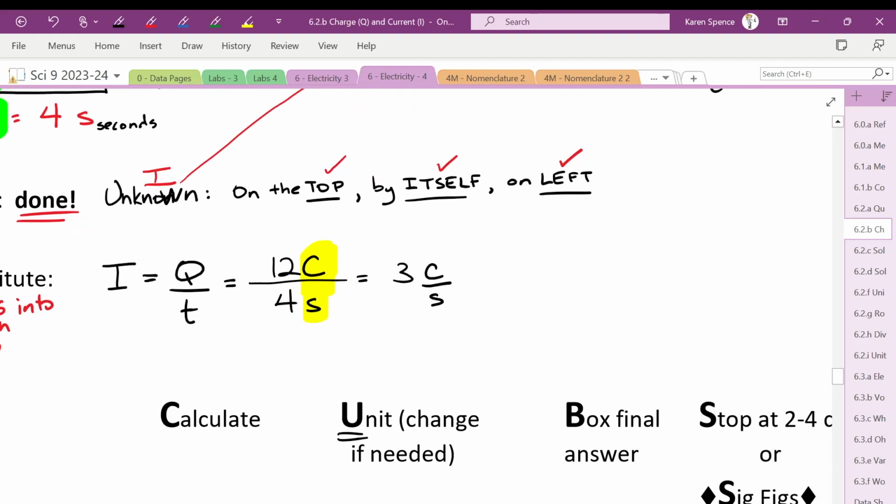Now, you can leave it like that, and that's a perfectly good answer. However, it would be even better if we changed coulombs per second into amps. So we're going to write A for amps. But if you leave it as coulombs per second, that's okay too. No worries.